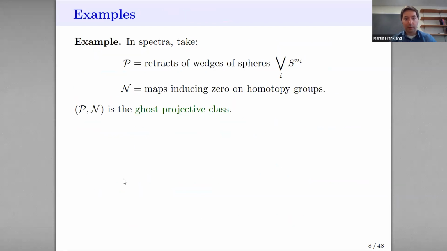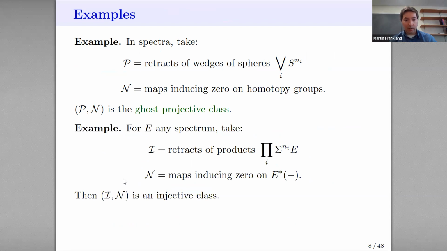And how is that related to the Adams spectral sequence? Well, let's look at a few examples. If you take the projective class generated by spheres and their suspensions, so spheres of all dimensions, then you're forced to allow all wedges and retracts, just formally. And the null maps are those inducing zero on homotopy groups. That's the ghost projective class.